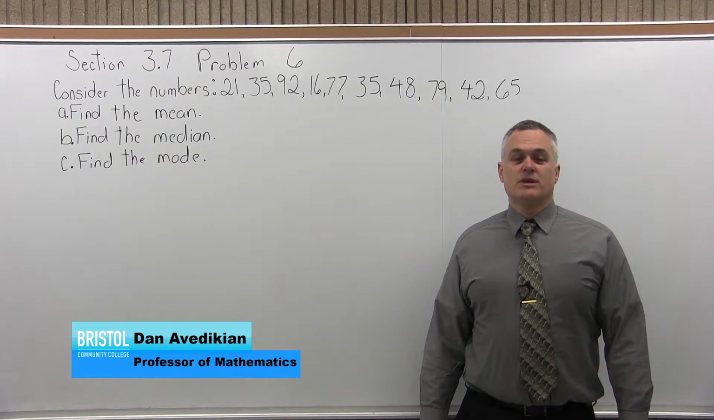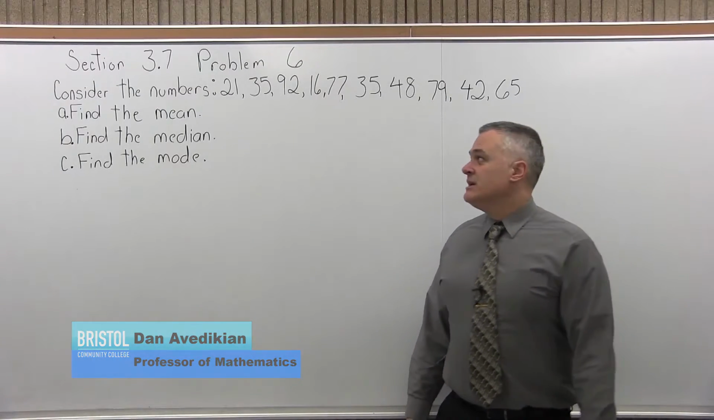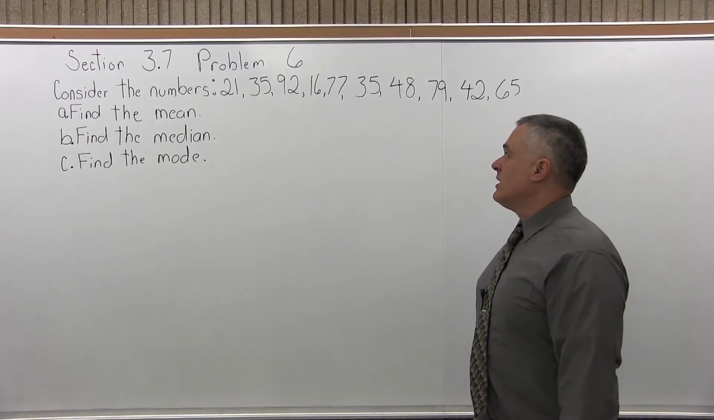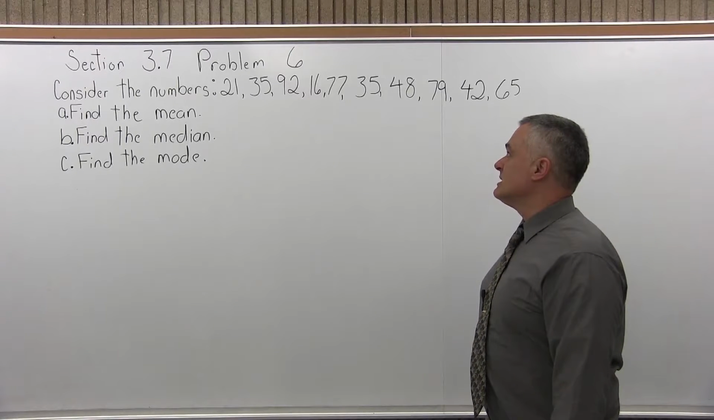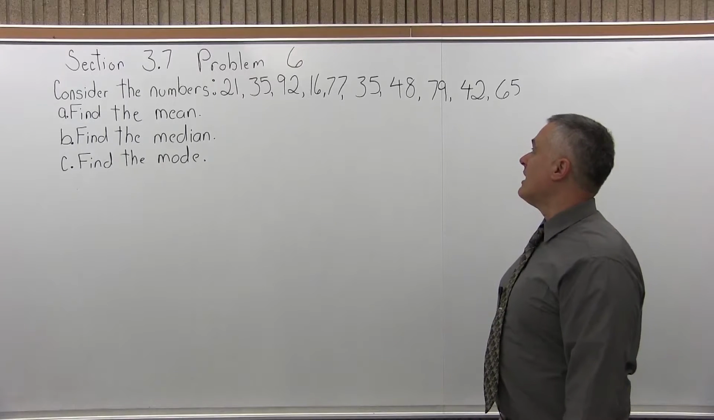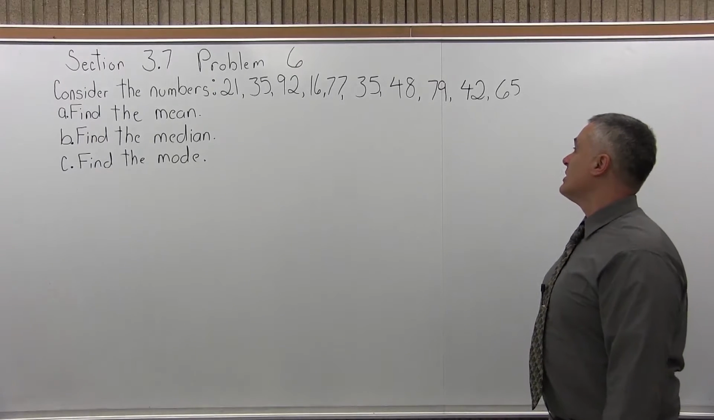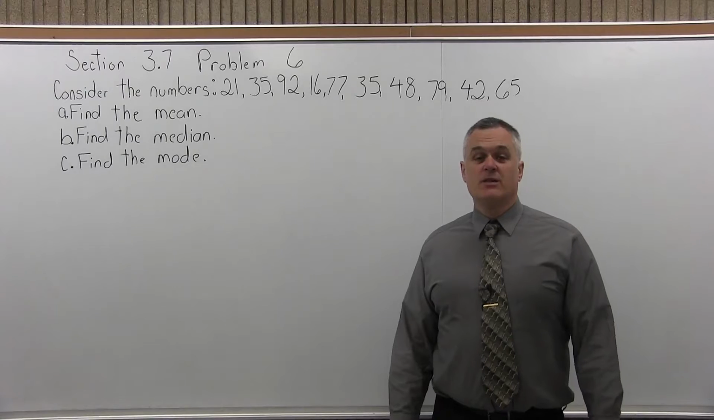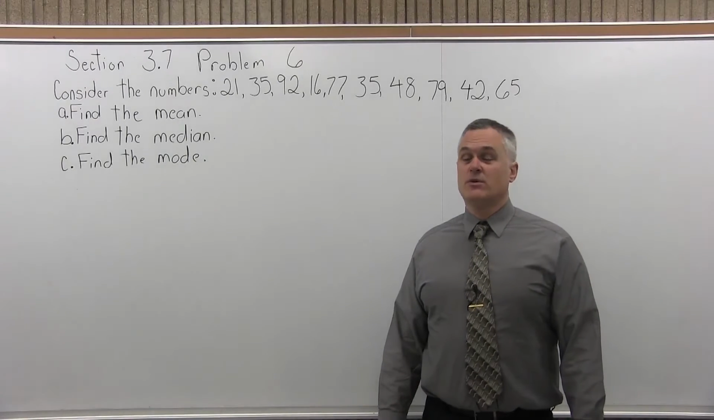This is Section 3.7, Problem 6. It says, consider the numbers 21, 35, 92, 16, 77, 35, 48, 79, 42, and 65. Find the mean, find the median, and find the mode.